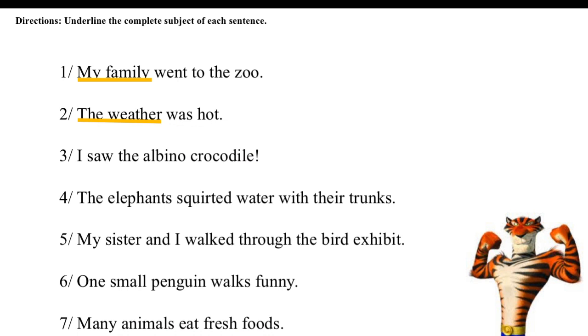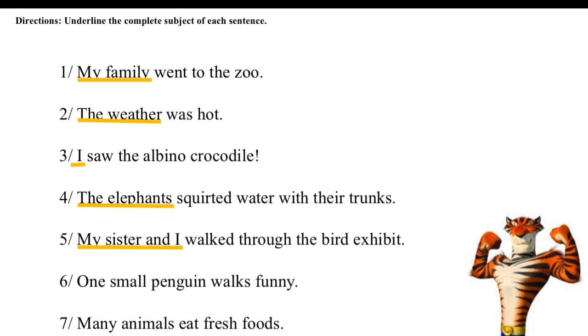I saw the albino crocodile. Who saw the albino crocodile? I. Number 4. The elephants squirted water with their trunks. Who squirted water? The elephants. That's a subject. Number 5. My sister and I walked through the bird exhibit. Who walked through the bird exhibit? My sister and I. That's a subject.